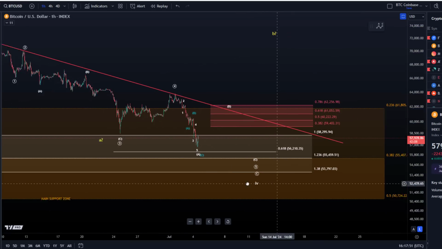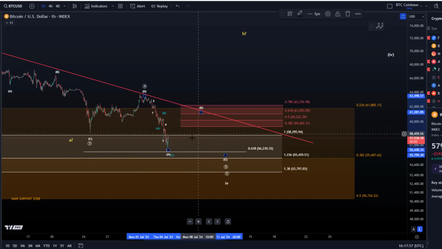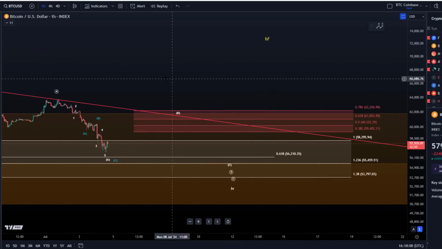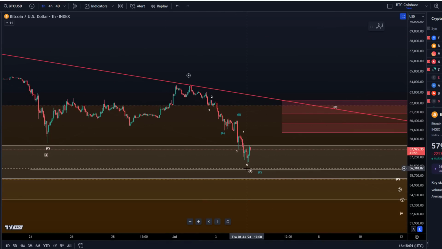possibly into the area around 55,400, the way it looks right now. But it depends on how high the B wave goes. So that's what I'm watching primarily. If we take a look at the micro action, we can interpret this as a 5-wave move down, even though the microstructure isn't very clean.